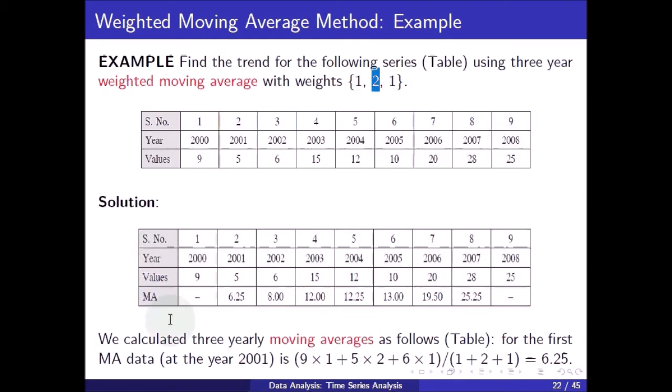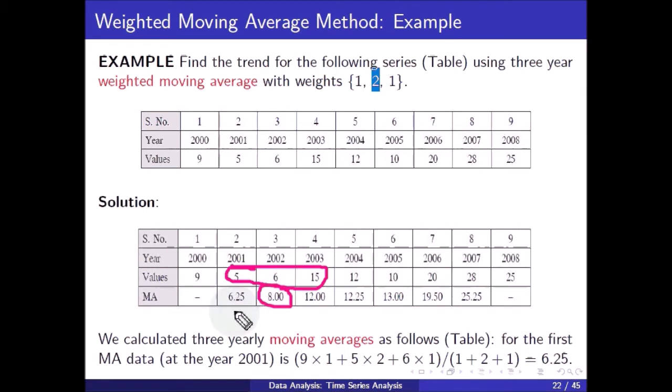Now we calculate the three yearly moving average as follows. For the first moving average data at the year 2001, it is 9 into 1 plus 5 into 2 plus 6 into 1, and we divide by the sum of all the weights, 1 plus 2 plus 1. The answer is 6.25, and we put the value 6.25. Similarly, for the second data, for these three data, 5 into 1 plus 6 into 2 plus 15 into 1, divided by 1 plus 2 plus 1, that will be 4. And the answer will be what? It is 8. And so on.